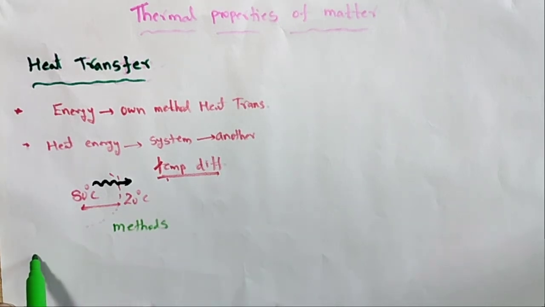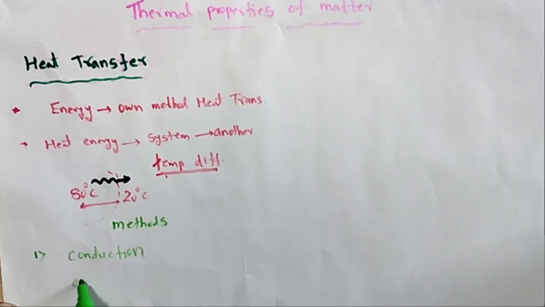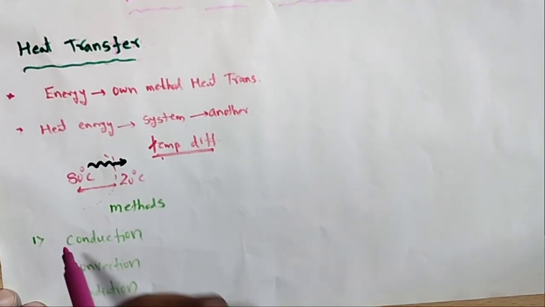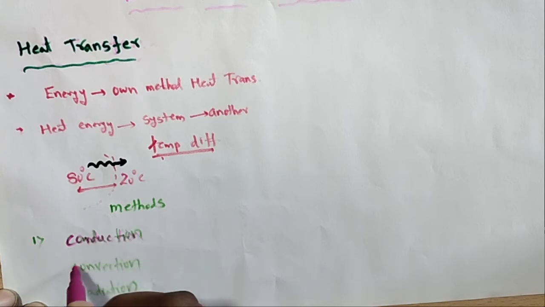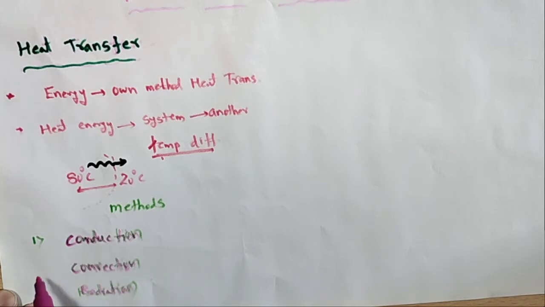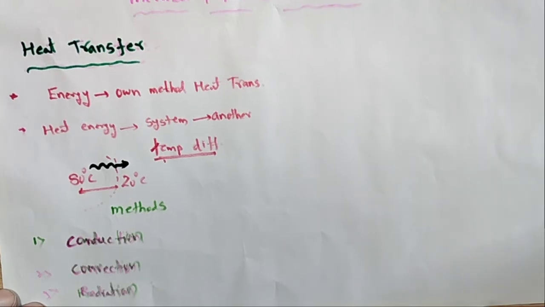Generally there are three methods. One is conduction, thermal conduction, and then convection and radiation. The first is the conduction method, then the convection method, and the radiation method. Only these three methods transport heat.